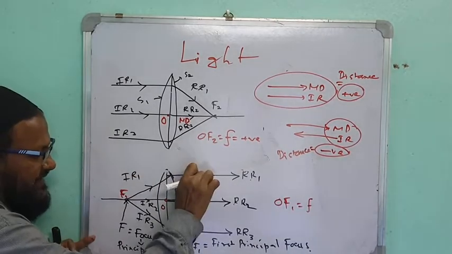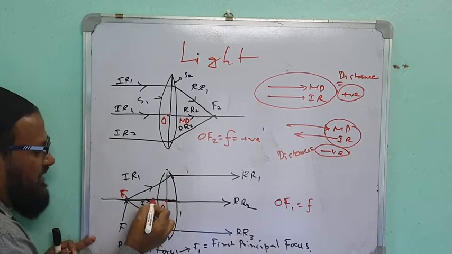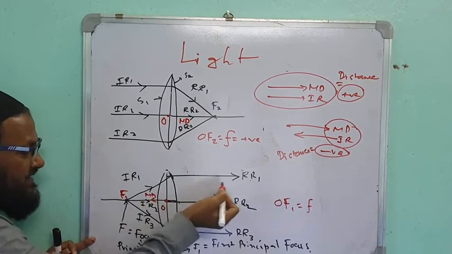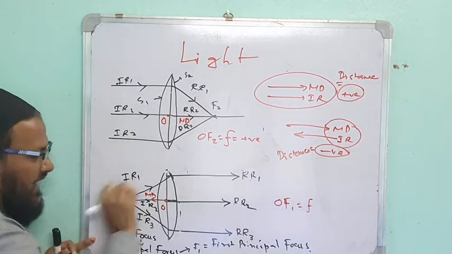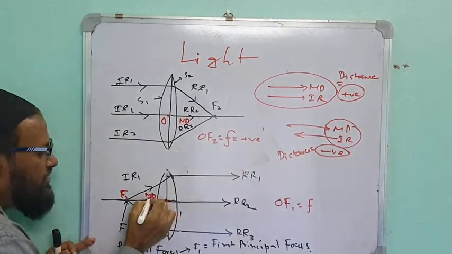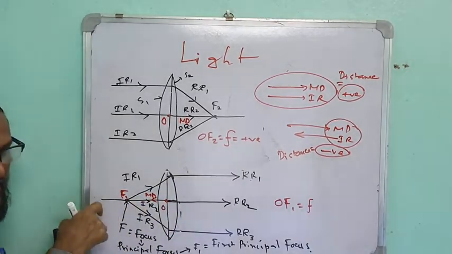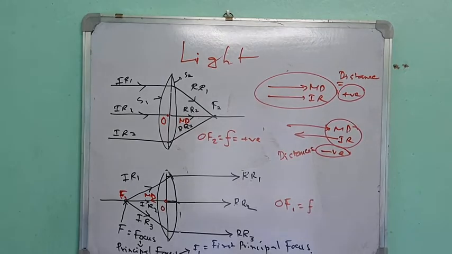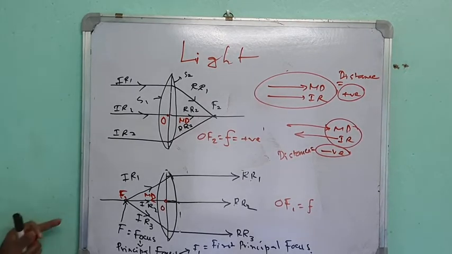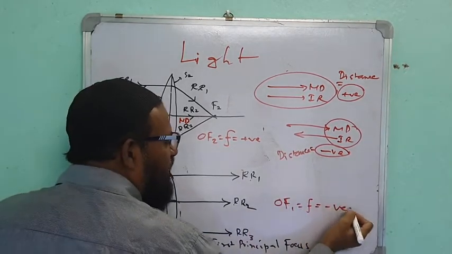Now, let's see here. The incident ray is like this, and here the measurement direction MD is this. The incident ray is on this side and the measurement direction is opposite. So therefore, OF1 is equal to negative. OF1 is negative.